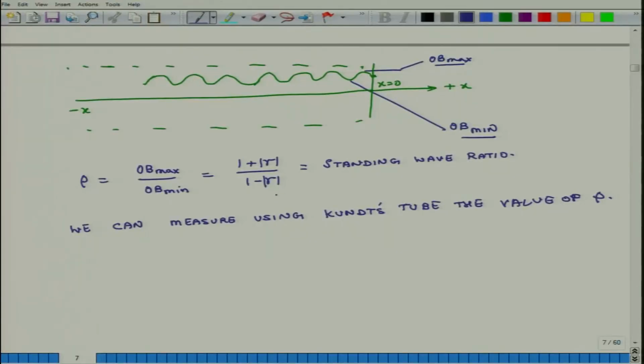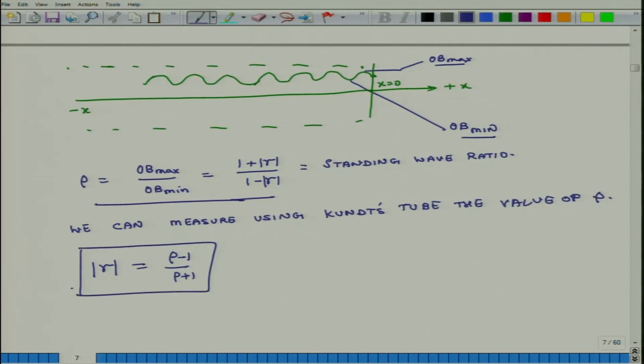Once rho is known, then I can calculate from this relation the absolute value of gamma, which is, so from this relation, which is what? Rho minus 1 divided by rho plus 1. So, I can calculate the magnitude of gamma, which is the reflection coefficient from this relation. So, experimentally I determine the value of rho, standing wave ratio, and then I use that standing wave ratio to compute the value of magnitude of gamma.